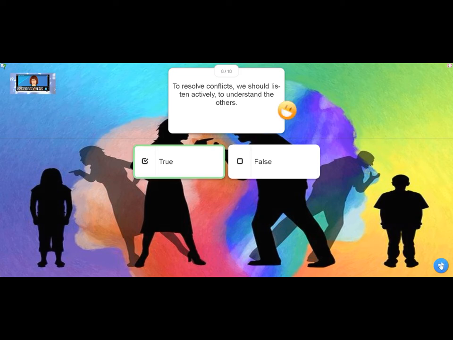Another suggestion in order to resolve conflicts is to learn to compromise. Yes, how to make concessions or sacrifices in order to settle a dispute. This is a lesson worth learning, so this is true.